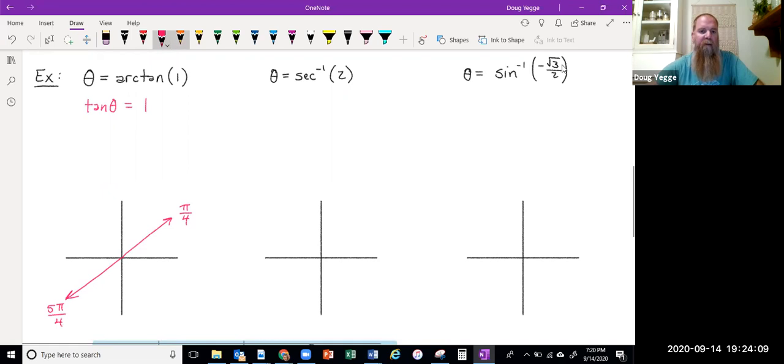But this all goes back to the fact that my answer needs to be somewhere between negative pi over 2 and pi over 2. And so I know that it has to be somewhere in this range from negative pi over 2 to pi over 2. Therefore, my answer must be theta equals pi over 4.